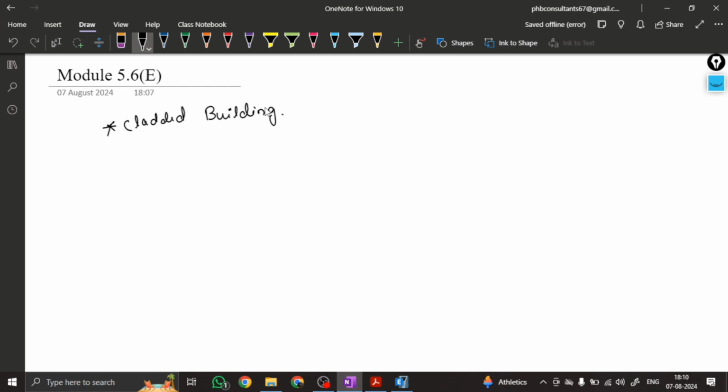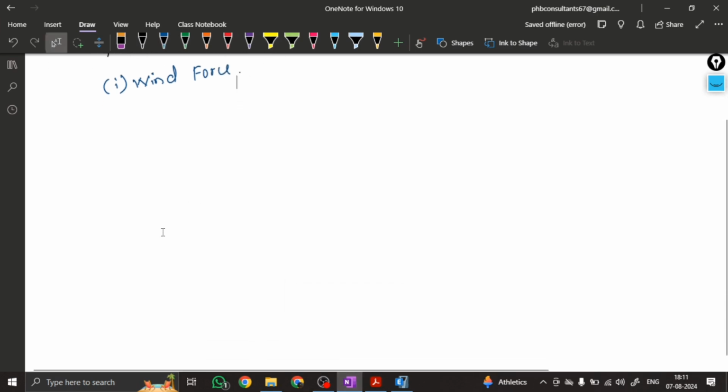Now we will estimate our wind force by using IS 875 part 3. So what we are doing now is estimating the wind force. First we will estimate the wind force. Wind force is nothing but a wind speed calculation. Wind speed means design wind speed.